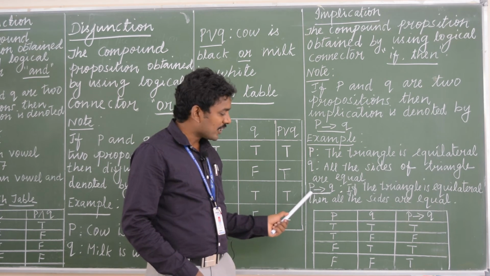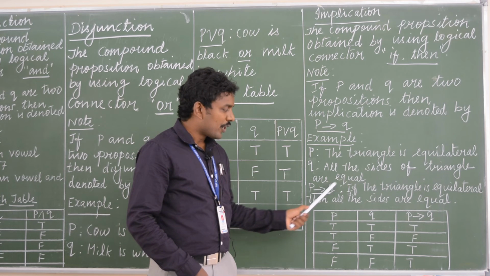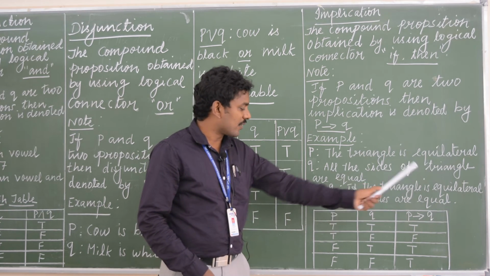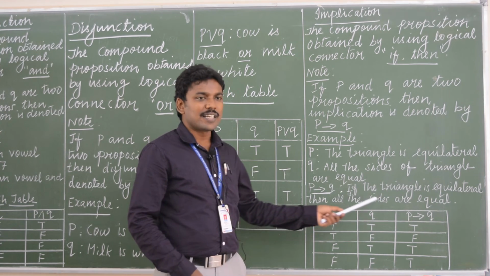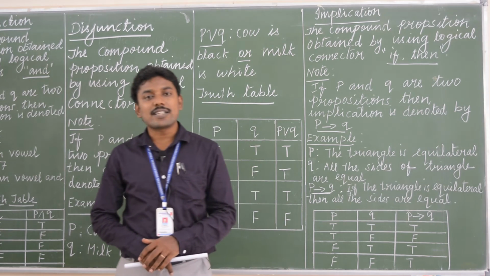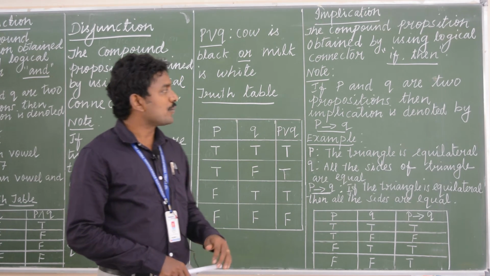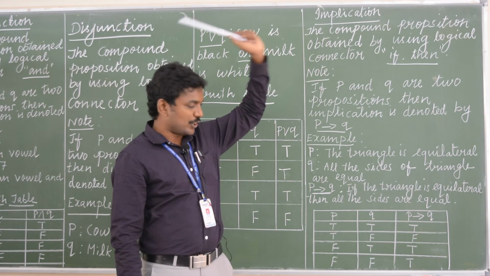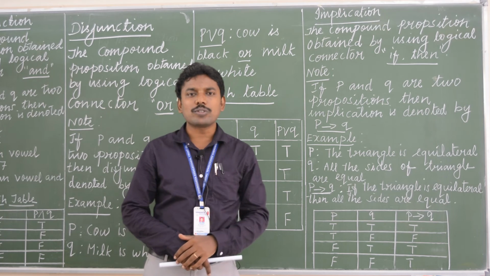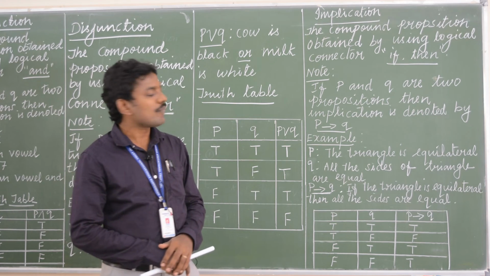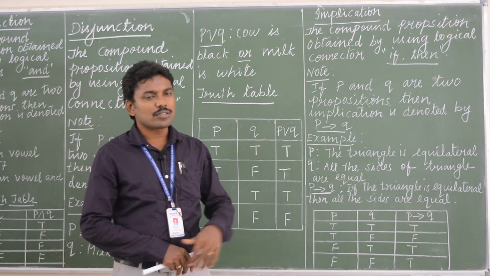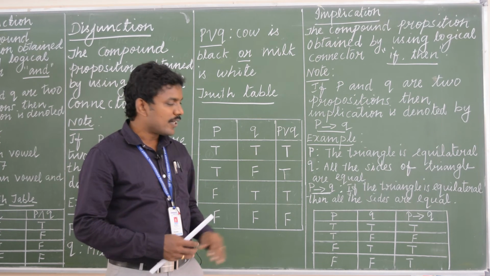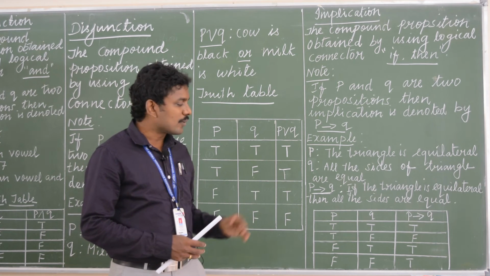P is the triangle is equilateral, Q is all the sides of the triangle are equal, and P implies Q. This should be read as if P then Q. If the triangle is equilateral, then all the sides are equal. Therefore, connecting two propositions by using if then is called implication. Now, the truth value for implication. The truth value for implication is not at all difficult, but as I told you, it is a little bit different.